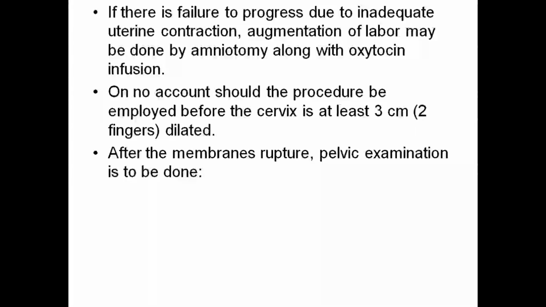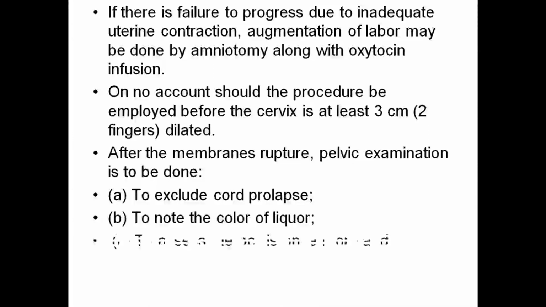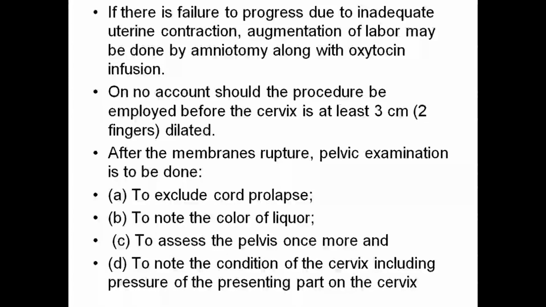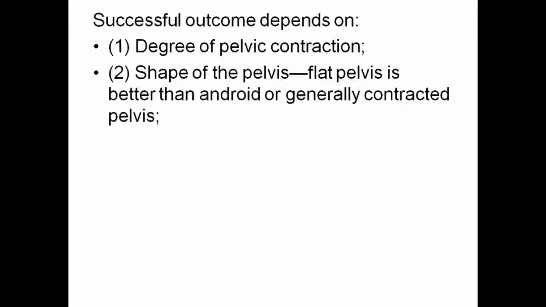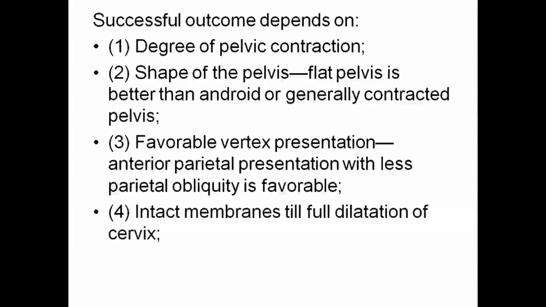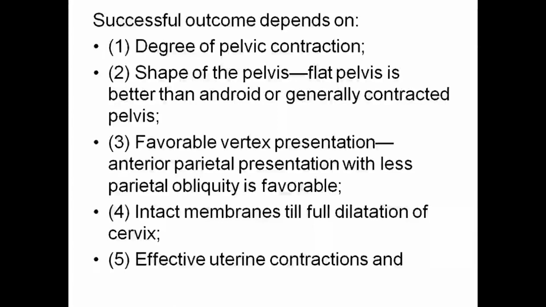After membrane rupture, pelvic examination is to be done to exclude cord prolapse, to note the color of the liquor, to assess the pelvis once more, and to note the condition of the cervix, including pressure of the presenting part on the cervix. Successful outcome depends upon the degree of pelvic contraction and the shape of the pelvis. Flat pelvis is better than android or generally contracted pelvis. Favorable vertex presentation, and anterior parietal presentation with less parietal obliquity, is favorable. Intact membrane till full dilatation of the cervix, effective uterine contractions and emotional stability of the woman are also favorable.